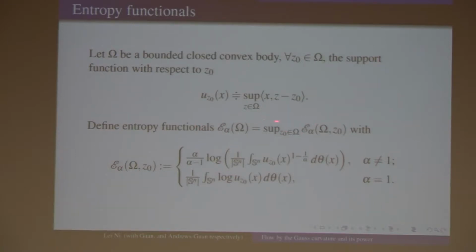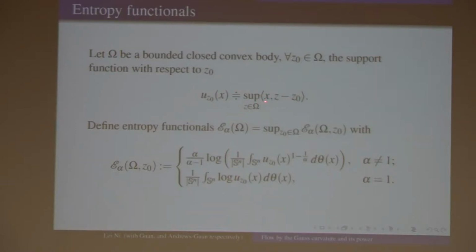So the method we use to study this is via a functional we call the entropy functional. It's a bit different from the parabolic entropy, because it's defined using only the C0 quantities of the geometry. So you specify any point inside the body, and you can define the so-called support function. I mentioned the support function previously. These two definitions are equivalent.